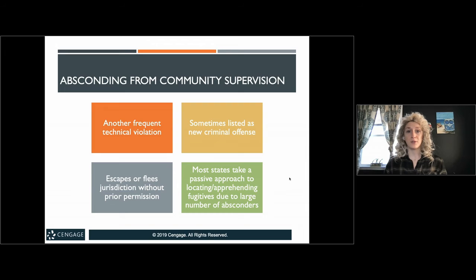Unfortunately, most states will take a passive approach to locating and apprehending these absconders because there's such a large number of them and such a limited amount of resources to go out there and find these offenders.